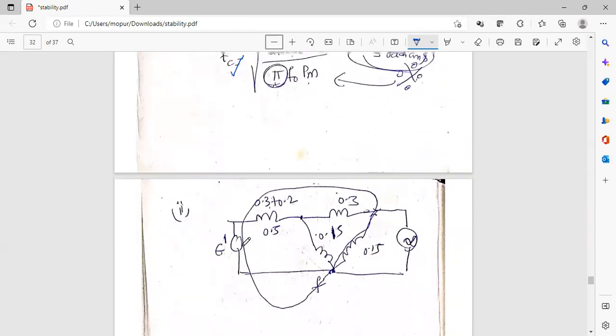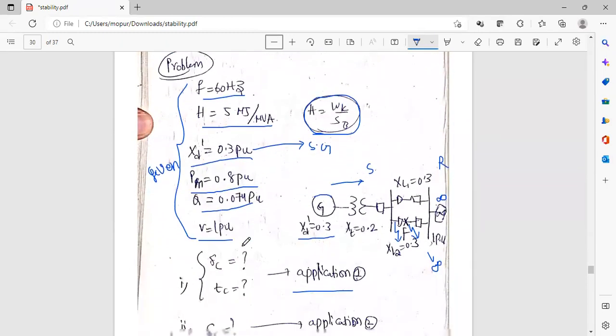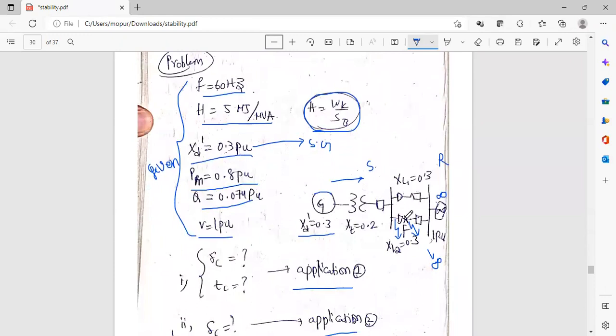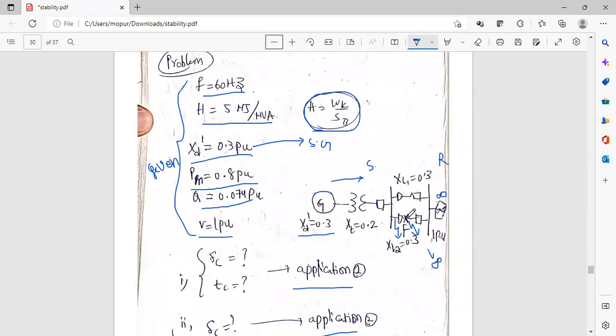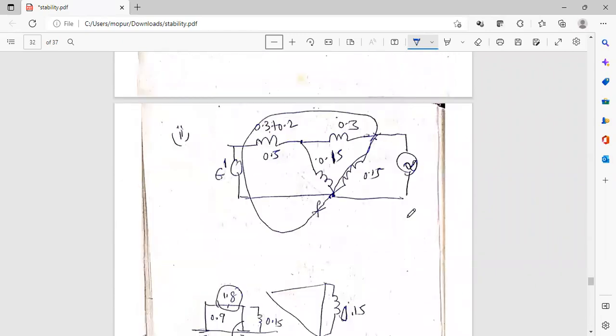In the second application, the fault is at the middle point. We had a fault at the middle of the transmission line. So when the fault is at this point, what will happen? We should draw the corresponding equivalent circuit. This is the equivalent circuit. Before, it is like this, 0.3. Now, since the fault is at the middle, I am breaking the 0.3 into 0.15 and 0.15 and I am grounding the middle point. So this is the equivalent circuit.